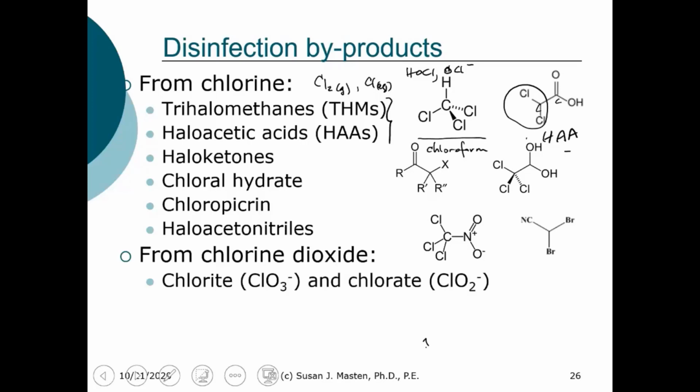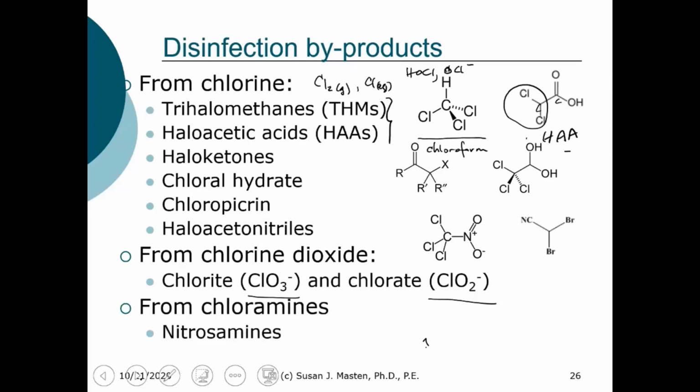From chlorine dioxide, as I mentioned, the major toxic byproducts that we're concerned about are chlorate and chlorite. And from chloramines, one of the major compounds that we're concerned about are the nitrosamines.